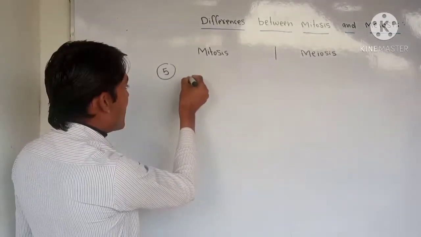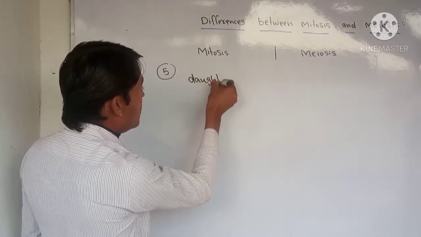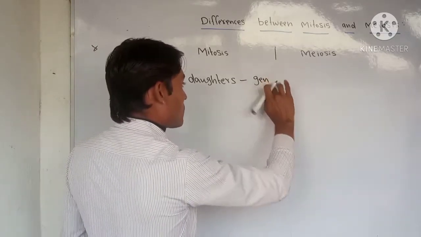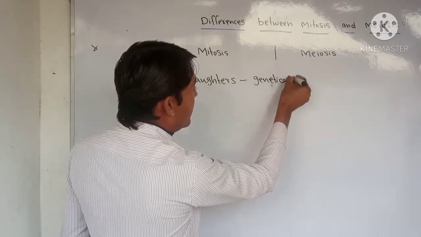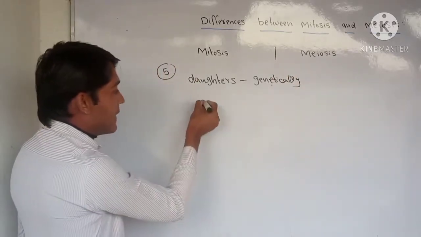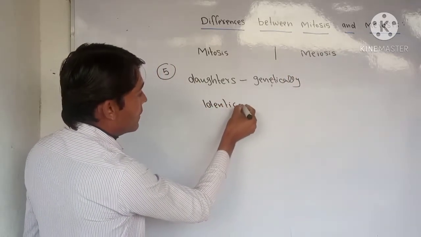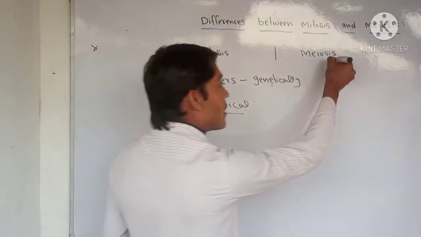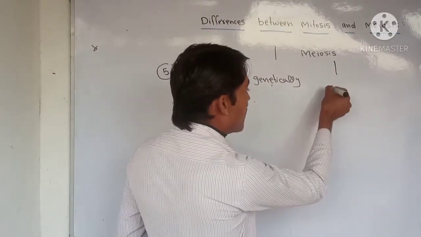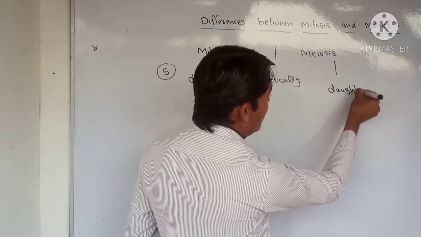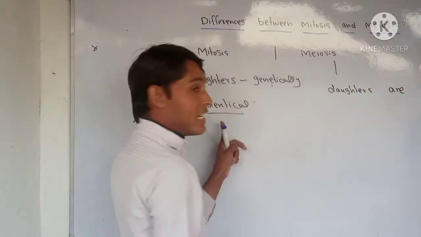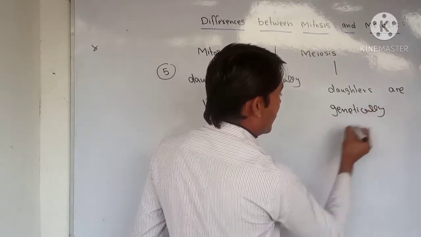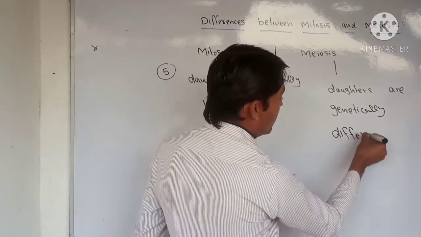So the daughters are basically genetically identical. Identical means similar. And if we talk about meiosis, the daughters are genetically different. That is called different here.